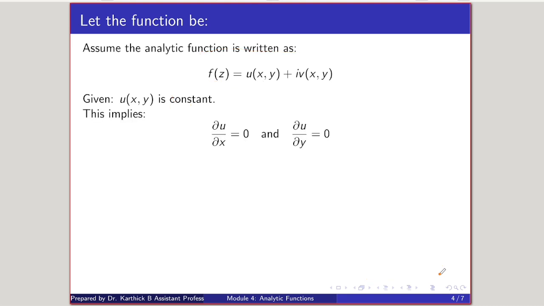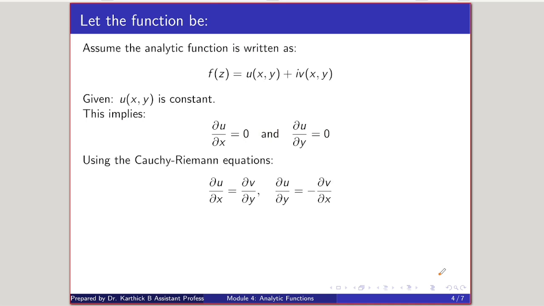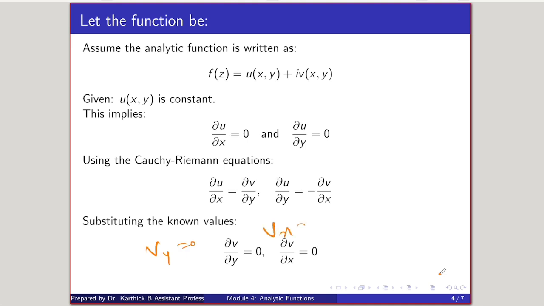Let me write the proof. ux is equal to 0 and uy is also equal to 0, and we know that ux is equal to vy and uy is equal to minus vx. Equating these, vy becomes 0 and vx becomes 0, which implies v of x comma y is a constant. If I assume this as c1, here it is c2. So v of x comma y is also constant.